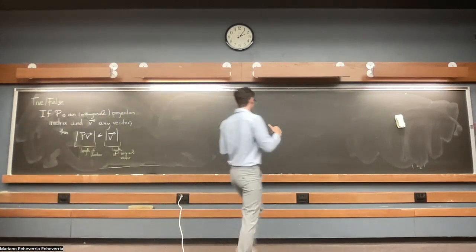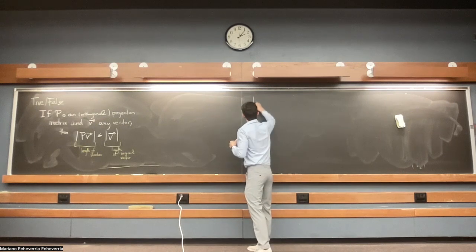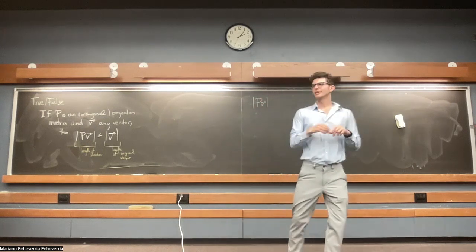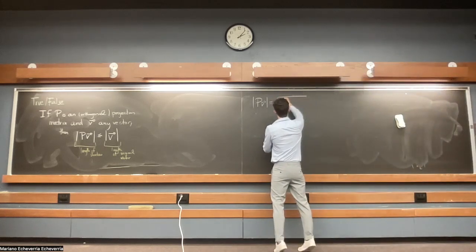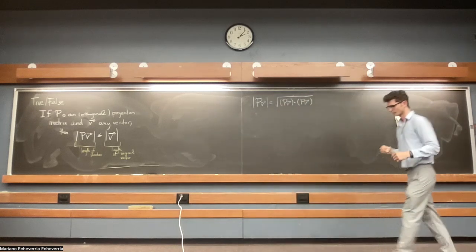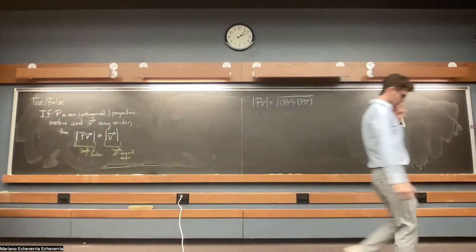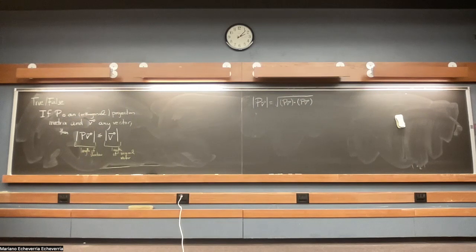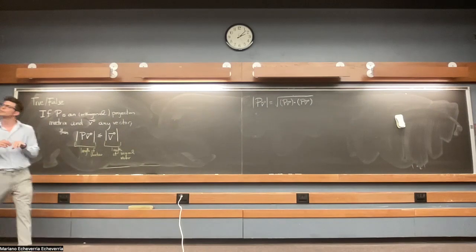So what was the length? Verify this inequality. Well, let's start with the left-hand side. What was the length of any vector? There's a formula for the length of any vector using the dot product that I wrote a long time ago. I'm not sure if anyone remembers it. It's the square root of the dot product of the vector with itself. Excellent. Thank you. This won't be too bad.